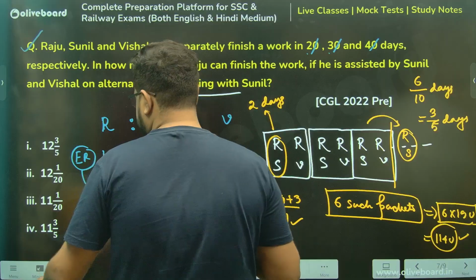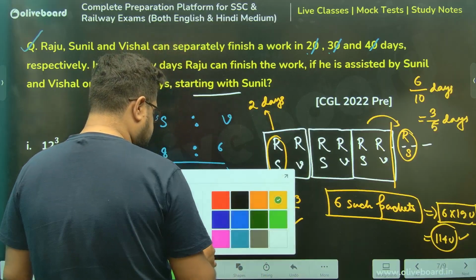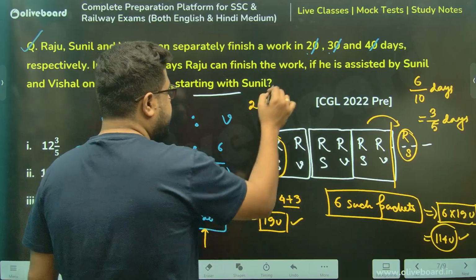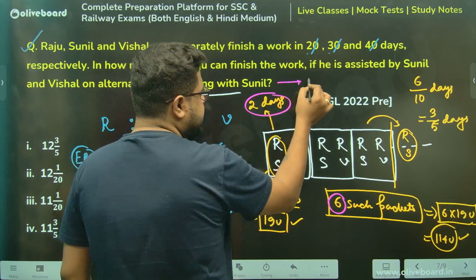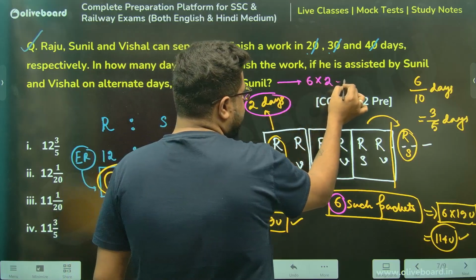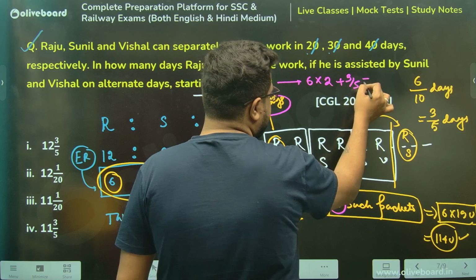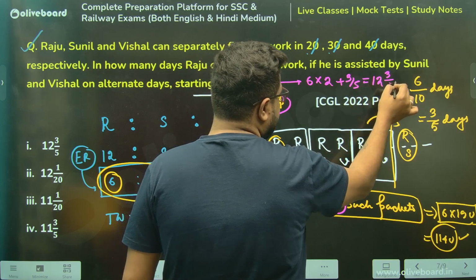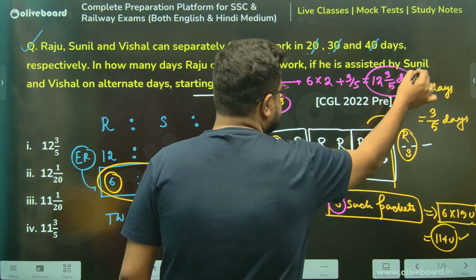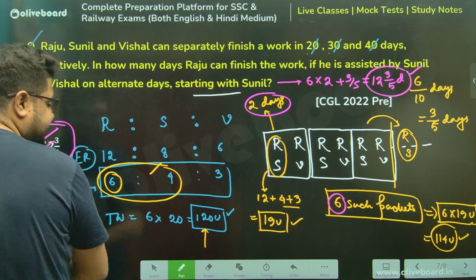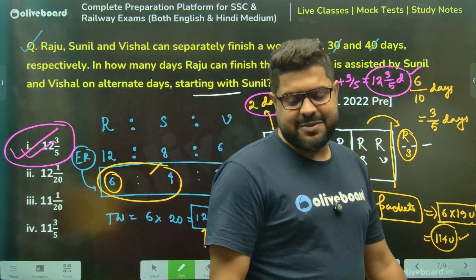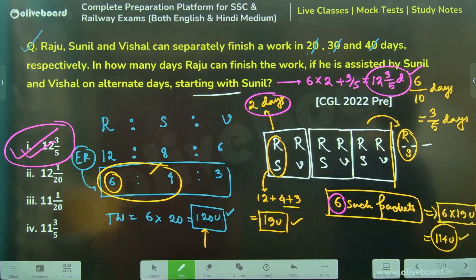So the total time of completion is going to be how much? Total 6 packets. Every packet is of 2 days, meaning 6 into 2 plus 3 by 5, meaning 12 whole 3 by 5 days. Done and dusted. Option number 1 is your correct answer.